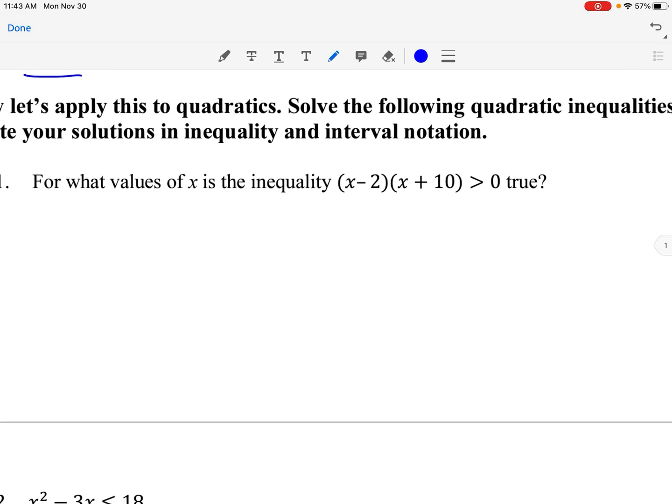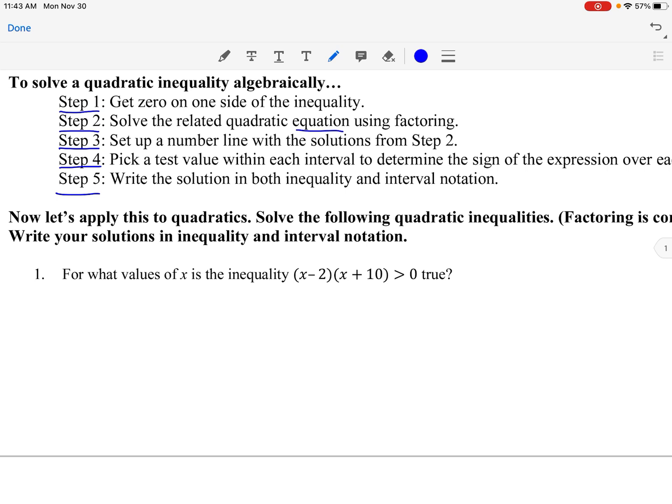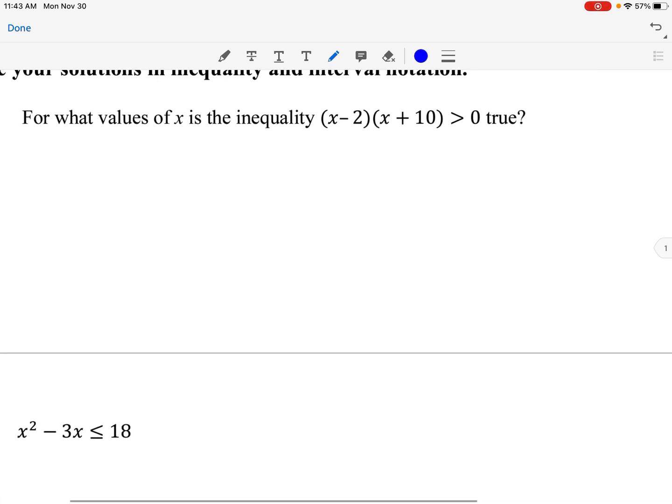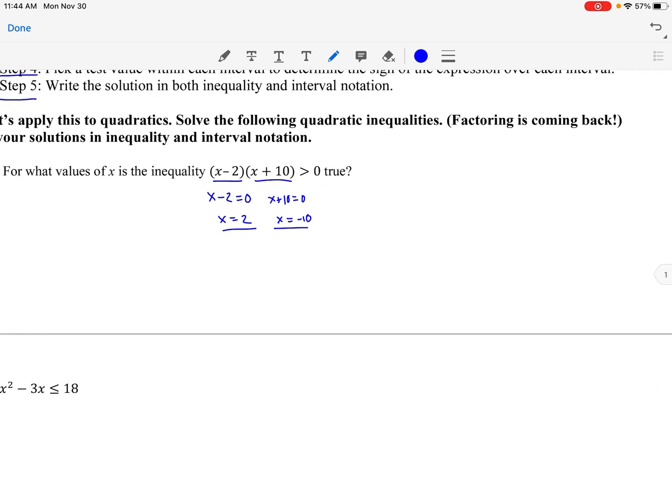So how this works, this is actually already factored for us. So like step 1, it's already equal to 0. We got 0 on one side. Step 2, solve the related quadratic by factoring, but it's already factored. So we're really on to step 3. Factoring, but I guess there is one more step. Remember when we get to this point, either this one equals 0 or this one equals 0. So that will end up being x equals 2 and x equals -10 when we solve those. So those are the two numbers we're going to use when we set up our number line.